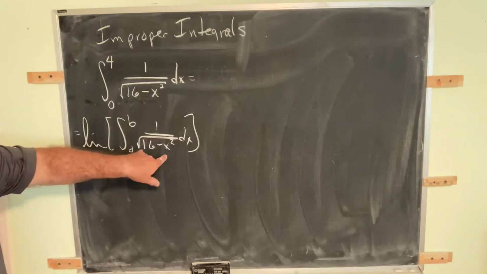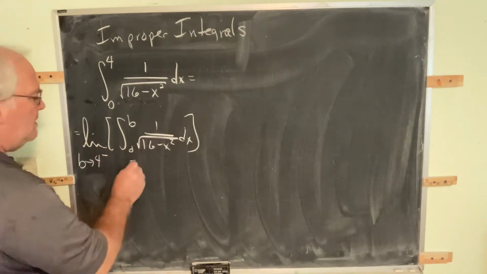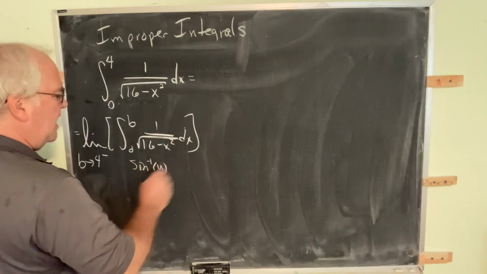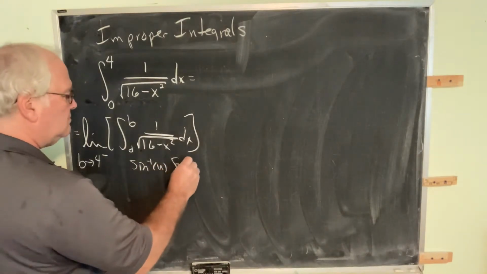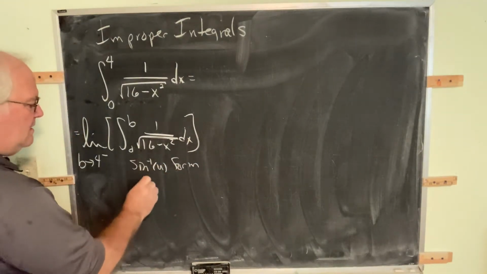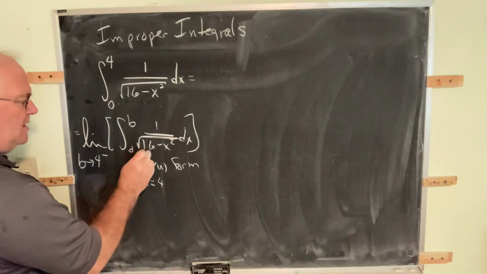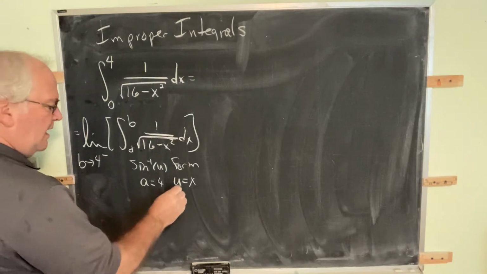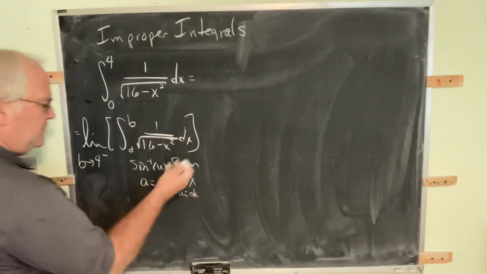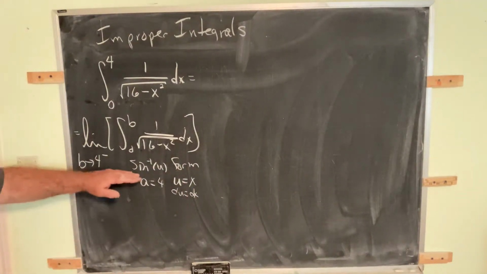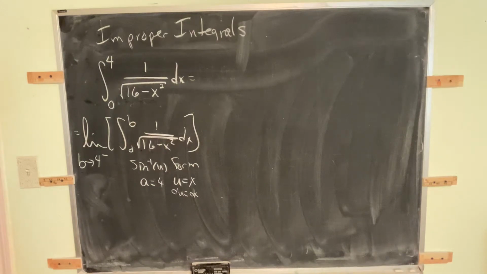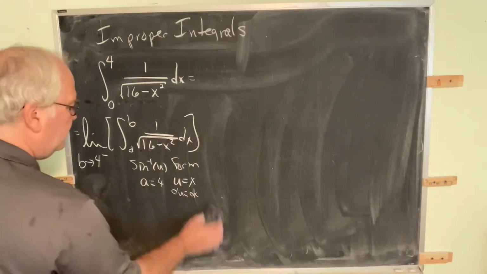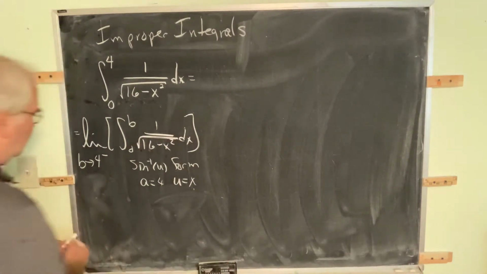This is the sine inverse form, right? This is the sine inverse of u form, where a is equal to 4, that's what's getting squared. u is equal to x, and du is equal to dx. So the substitution is exact. This is precisely the sine inverse form. And so I can rewrite that.